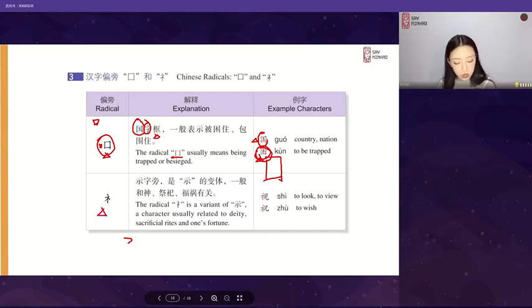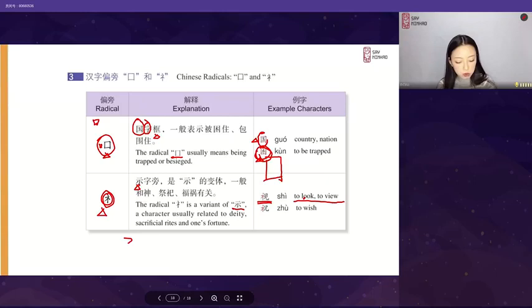And next one is 礻字旁, 示字旁. Okay, this radical is actually a variant of this character, which is 示. That's why it is called 示字旁. And it is usually related to some rituals, sacrificial rites or something. And first one is 视. It means to look, to view, okay, to look. To view.